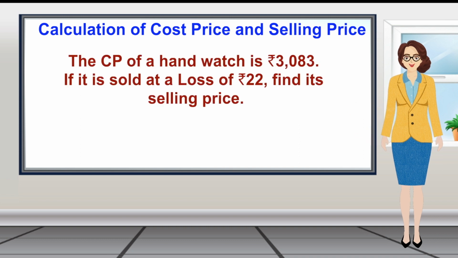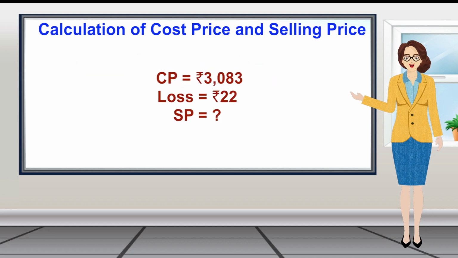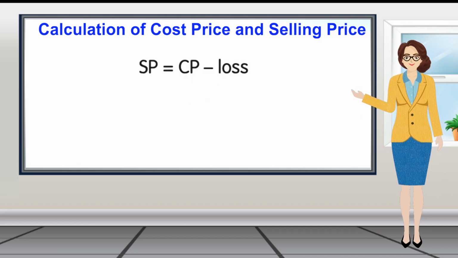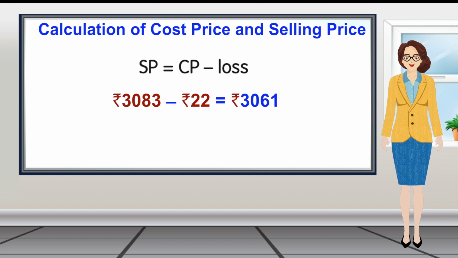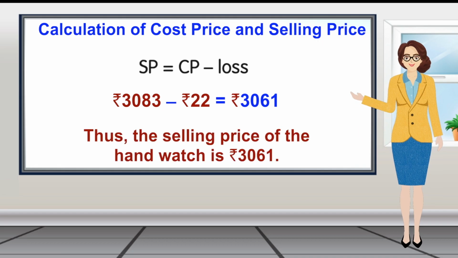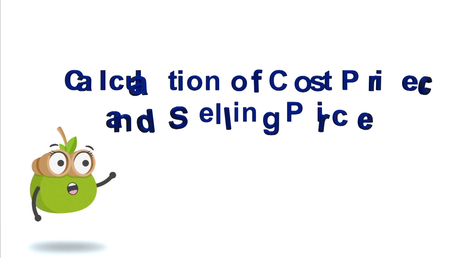Example: the cost price of a hand watch is rupees 3,083. If it is sold at a loss of rupees 22, find its selling price. It is given that the cost price of a hand watch is rupees 3,083 and the loss is rupees 22. The selling price of the watch will be the cost price minus the loss. Rupees 3,083 minus rupees 22 is equal to rupees 3,061. Thus, the selling price of the hand watch is rupees 3,061. Wow! It is amazing!